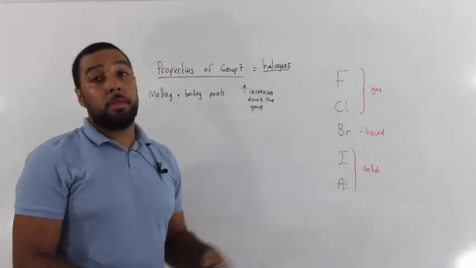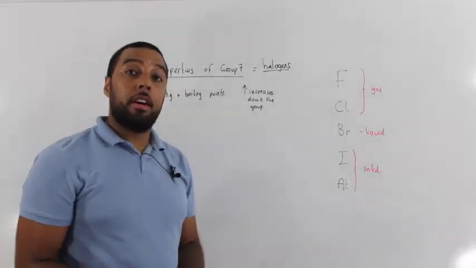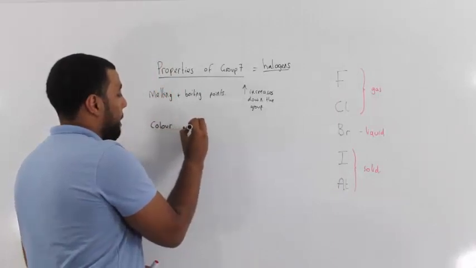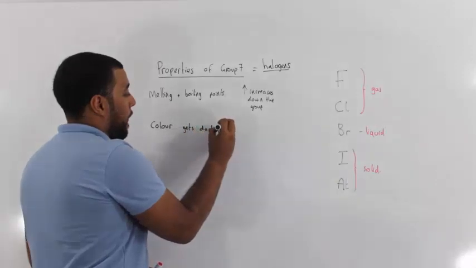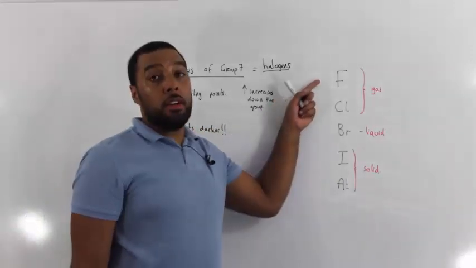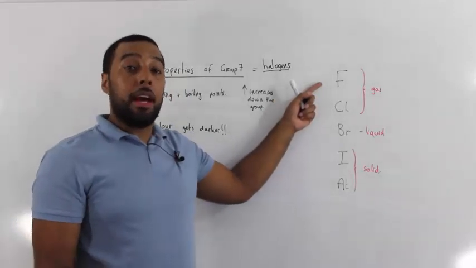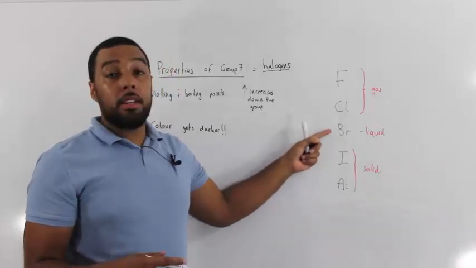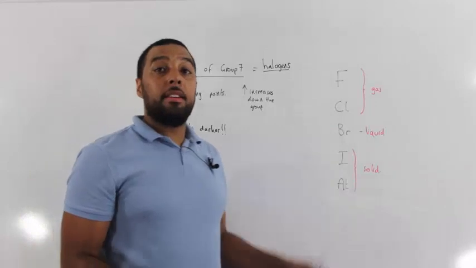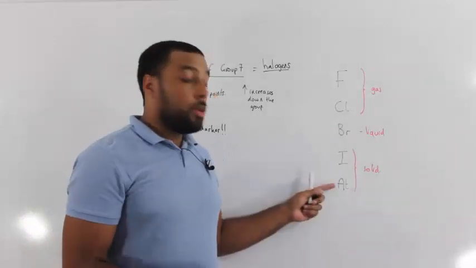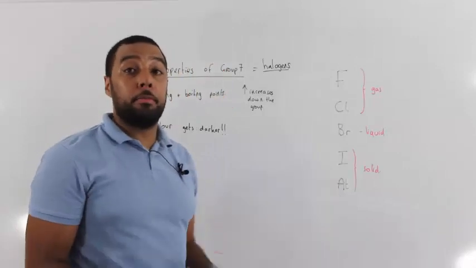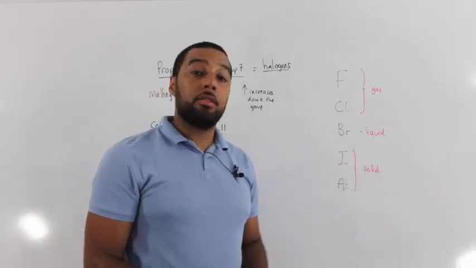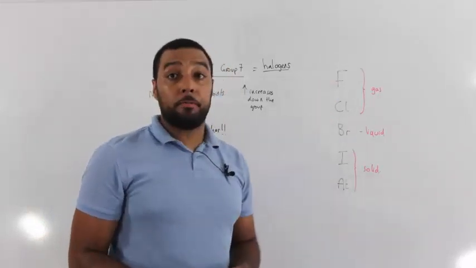Now as we go down group 7, the colour of the halogens gets darker. For example, fluorine is a pale yellow colour. Chlorine is a yellowish green. Bromine is a reddish brown. And iodine is a shiny purple. And by prediction, astatine would be black, which it is. So as we go down the group 7 halogens, the colour gets darker.